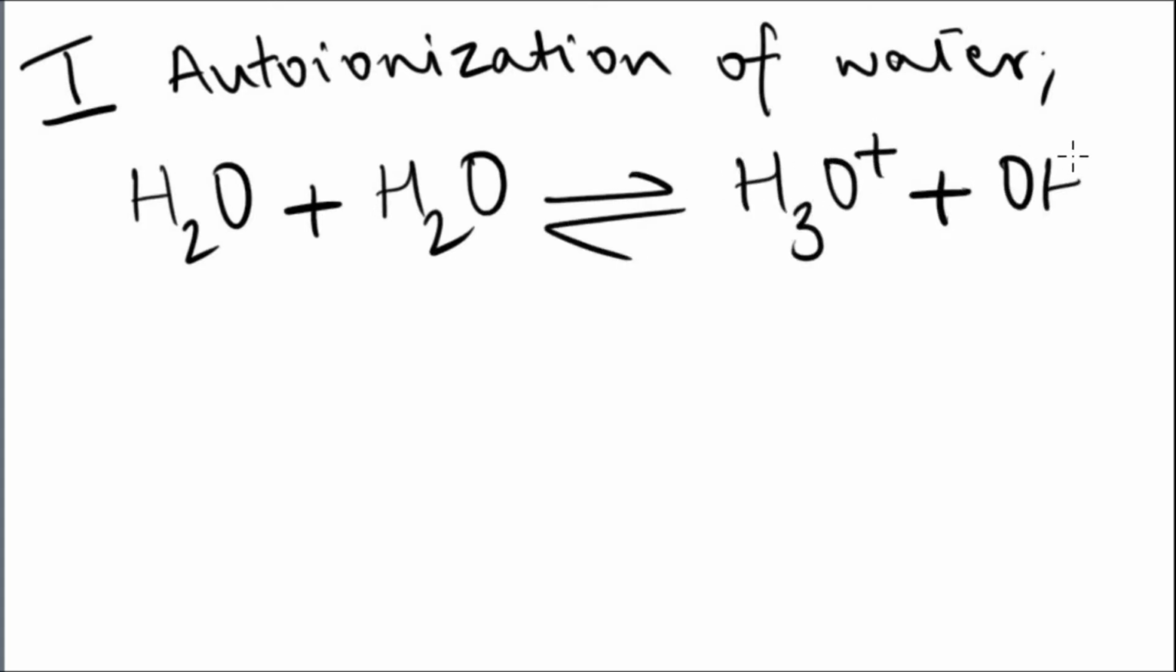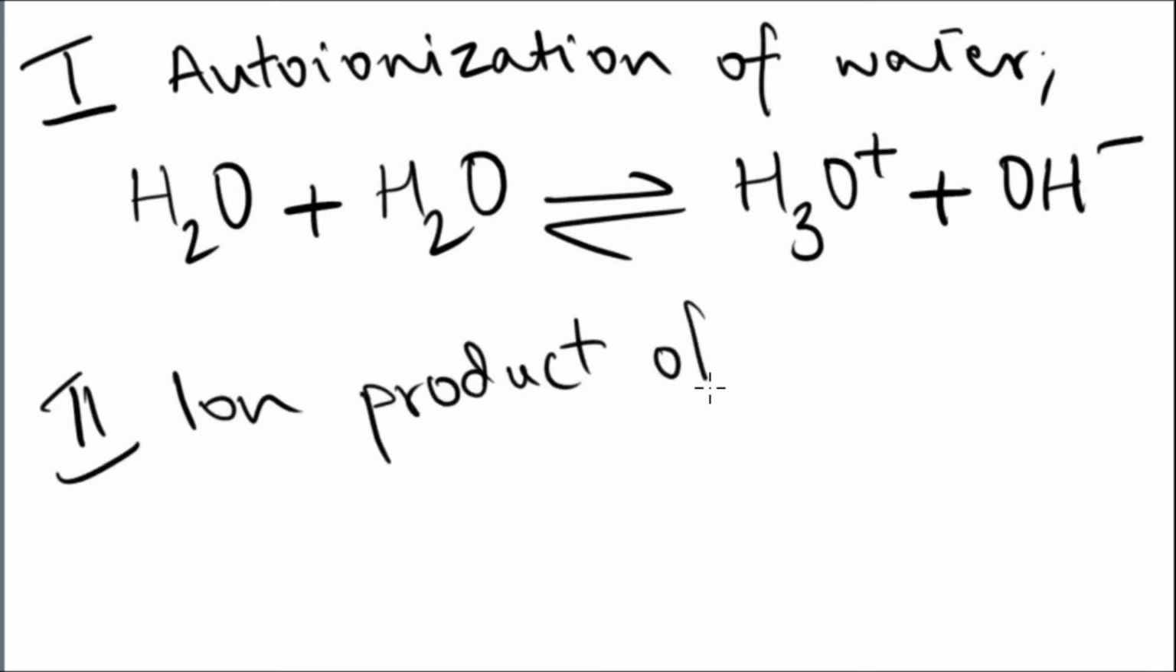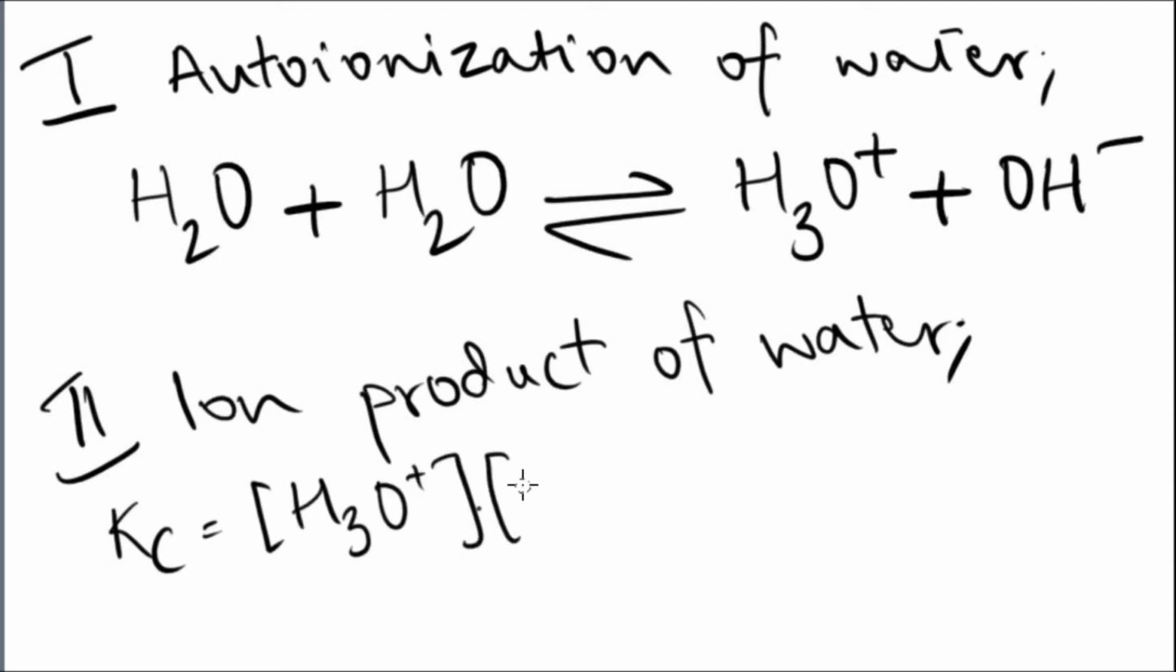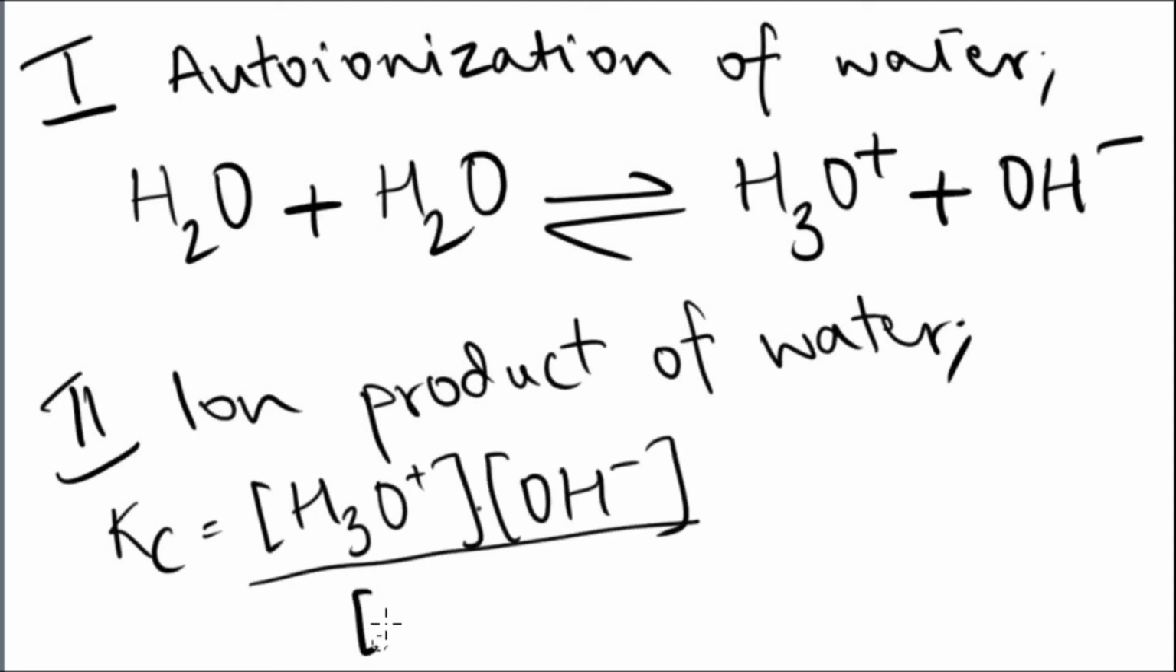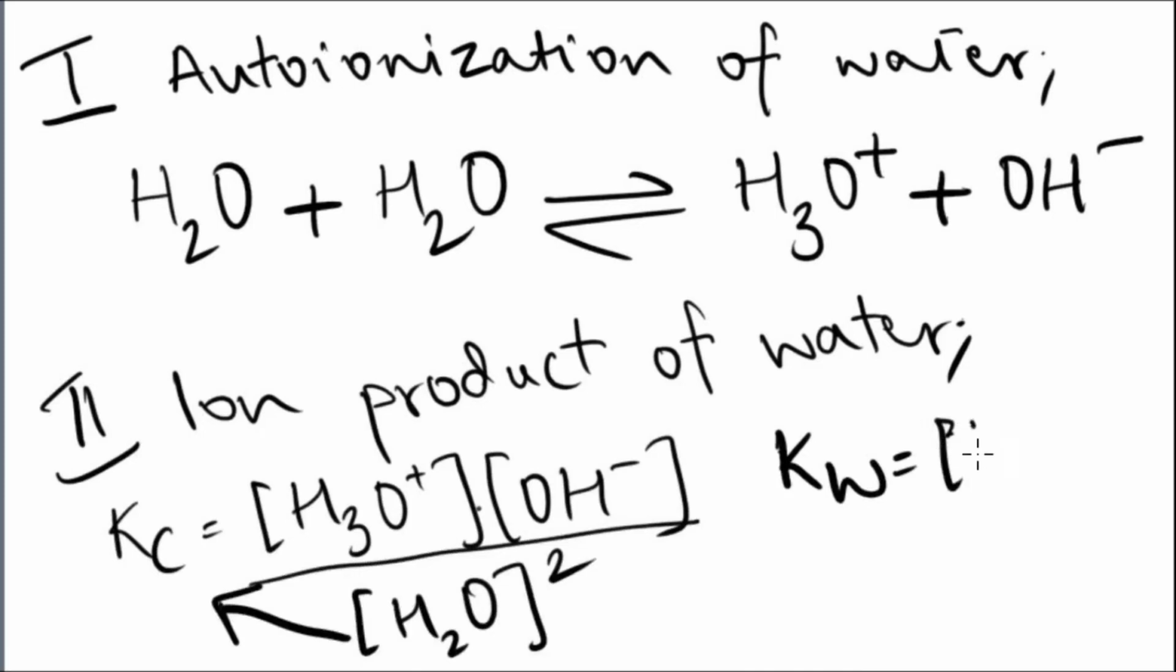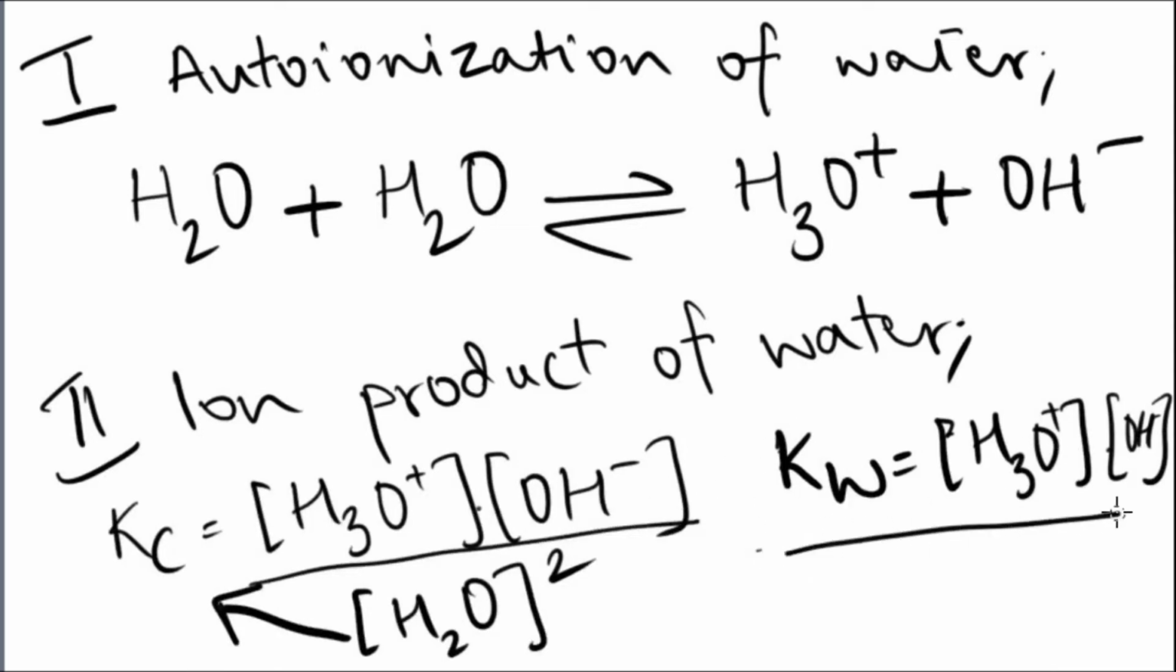The second one is the ion product of water. Using this reaction, you have to find the equilibrium constant, which is Kc, equal to the products over the reactants. Now you will shift the water to the Kc side, and the constant then becomes Kw, the constant of water. Why? Because water in itself is constant. So Kw is equal to the hydronium ion, or H plus, times the hydroxide ion, and this is your ion product of water.